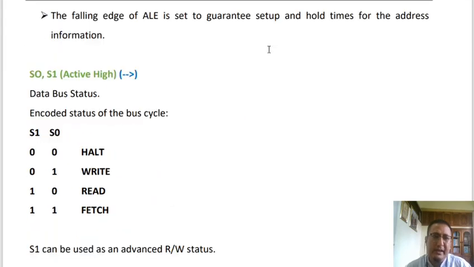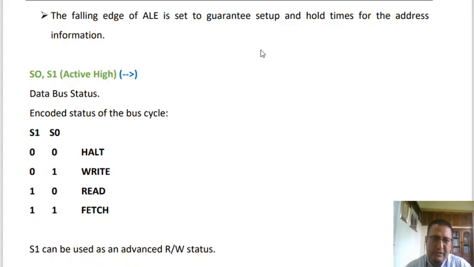Now S0 and S1, these are active high signals. These signals are used to represent the status of the data bus. So the combination represents various operations. If both S1 and S0 are 0, it represents halt.